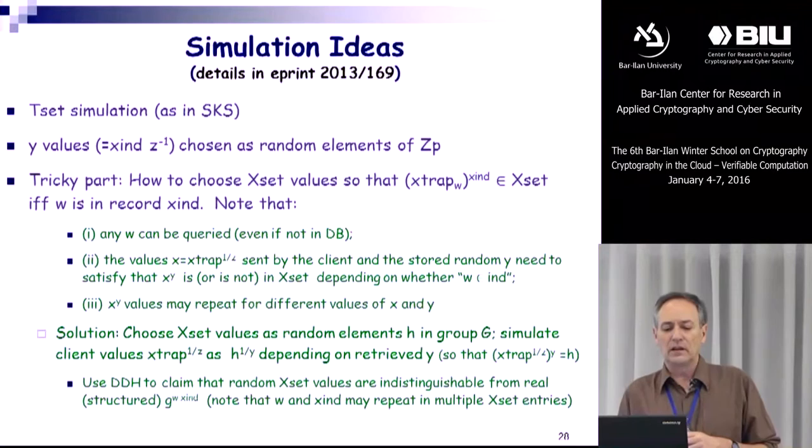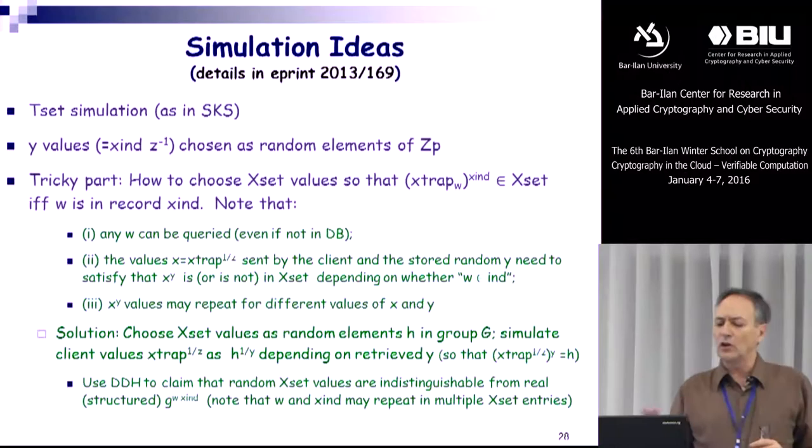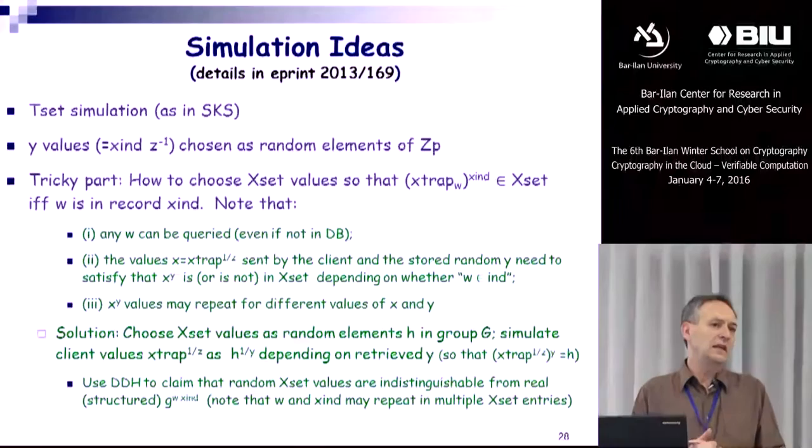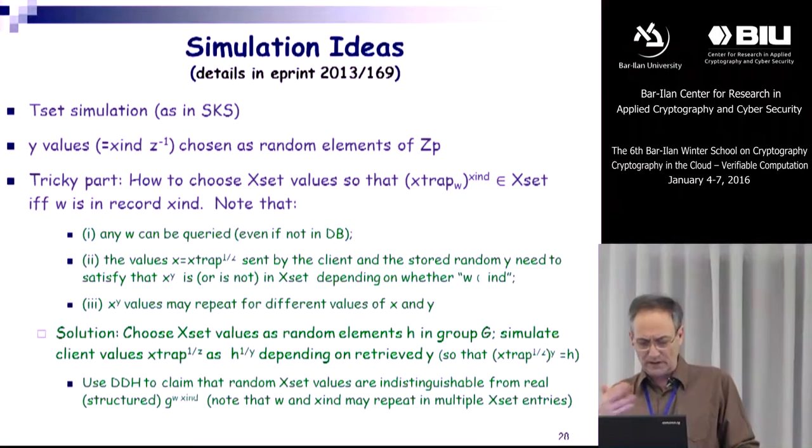And these are some of the ideas that we use in the proof. I will not go through them. We are only using, as an assumption, in this case, just DDH, and of course PRF and semantic encryption.